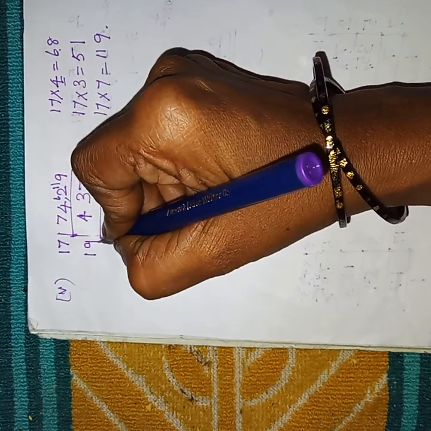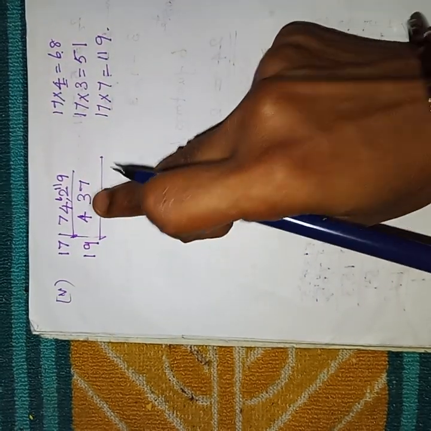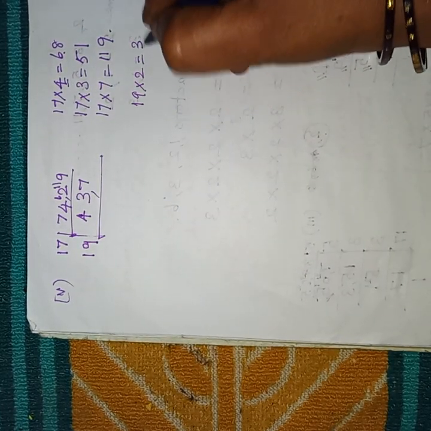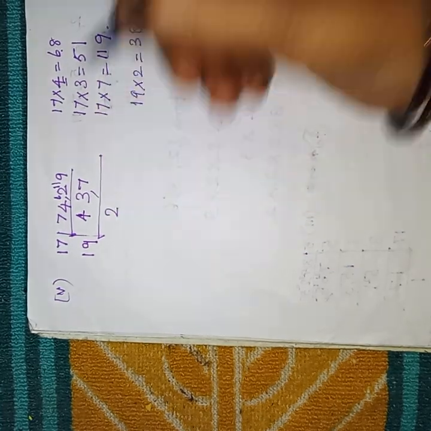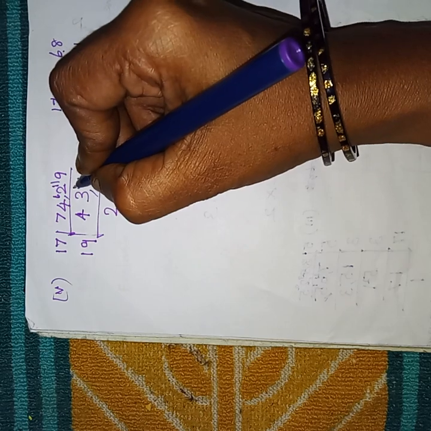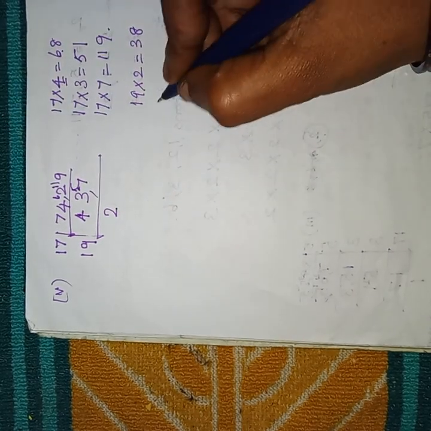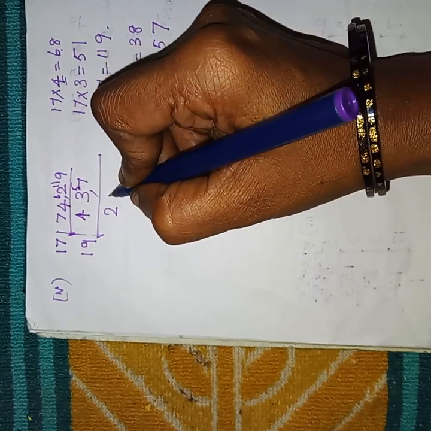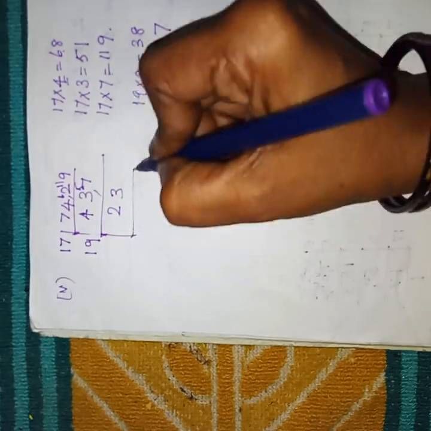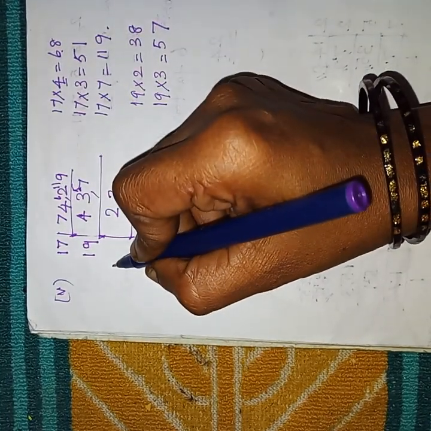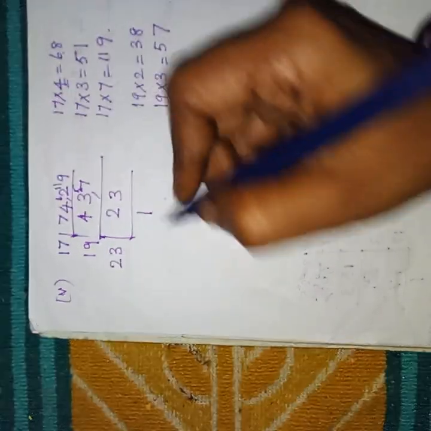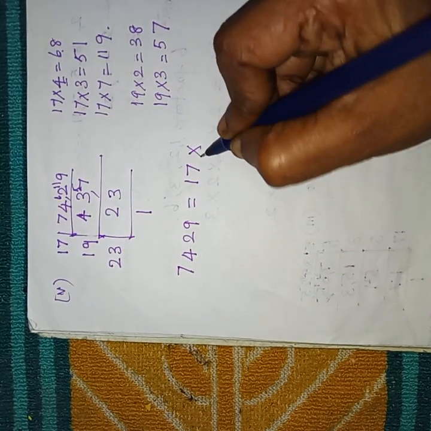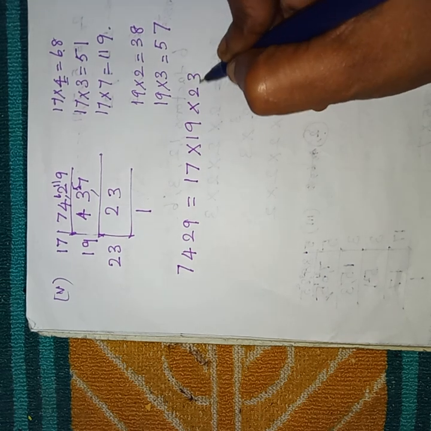So the next prime number is 19, and it divides the number. How many 19s in 43? 19 twos are 38. So only two 19s in 43. So remaining is 5. So 57. 19 threes are 57. So we put 3 times. So we get 23. 23 is a prime number, so we put 23 as it is. So we can write 7429 as 17 into 19 into 23 alone.